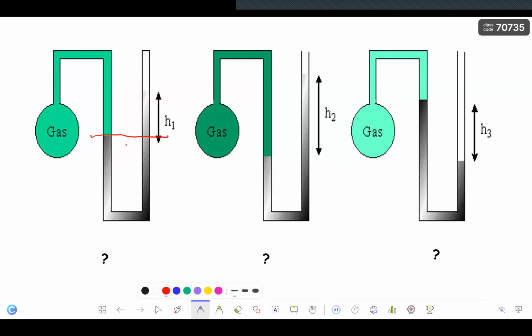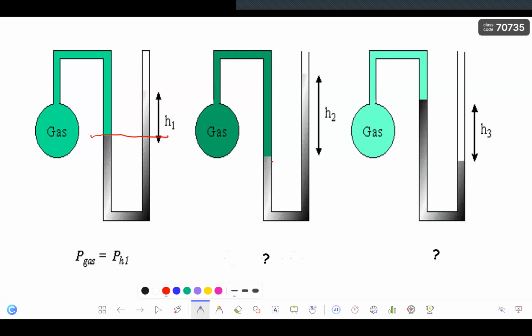Okay, so the gas pressure is acting on the left-hand side. Gas pressure will be equivalent to anything that's on top of it over on the right-hand side, which is nothing, plus the pressure caused by height H. Okay, so I'll get my answer. My first answer, the pressure of the gas is the pressure caused by H1.